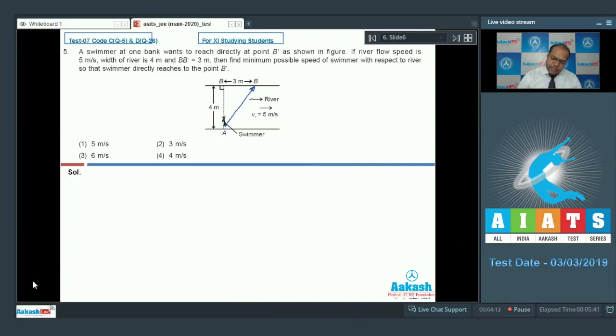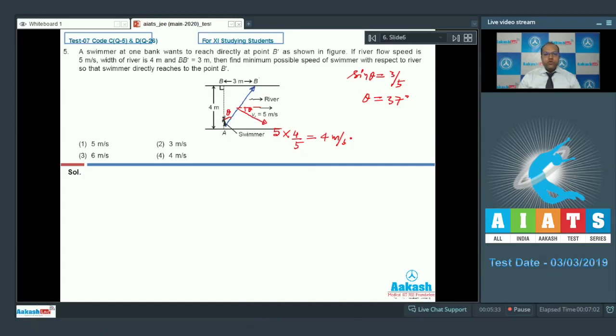If this is the case, then the swimmer must swim in such a direction that it balances the component of velocity of river in this direction. Suppose this angle is theta, then this angle is also theta. Then sine theta is equal to perpendicular, that is 3, over hypotenuse, 5. So the value of theta comes out to be 37 degree. If I take the component of velocity of river in this direction, this comes out to be 5 into cos 37 degree, so 4 by 5. So it comes out to be 4 meter per second.